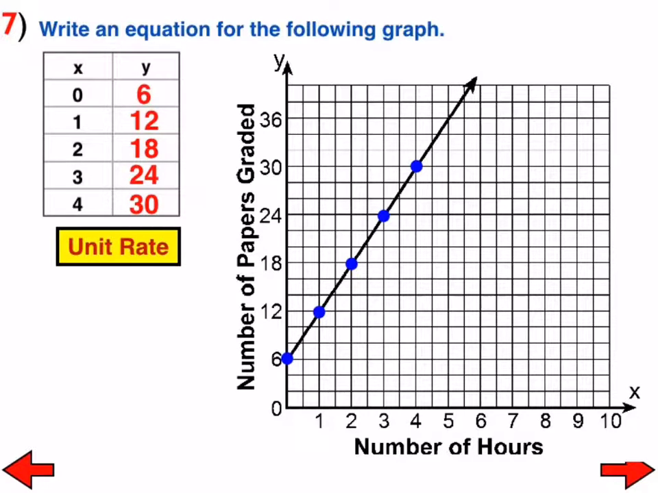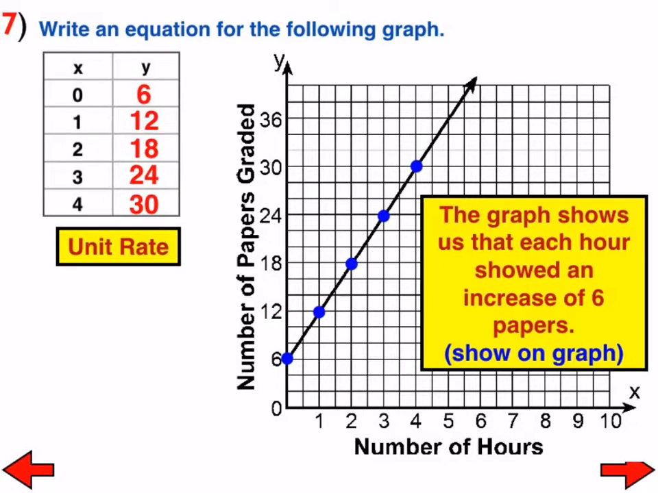Lots of ways of doing that, but one, as I've been trying to show you on the graph, is as we increase 6 papers graded, that took 1 hour. That's one way of finding what the unit rate is. Now, if it wasn't simplified, you would need to simplify. But going all the way up our graph, 6 papers graded, and another 1 hour right there. So that tells us that our unit rate has to be 6 papers per hour.